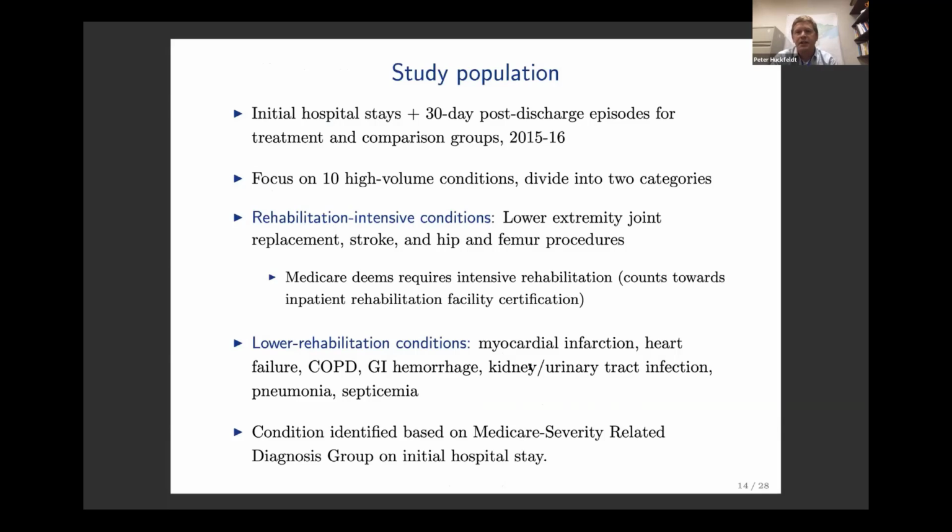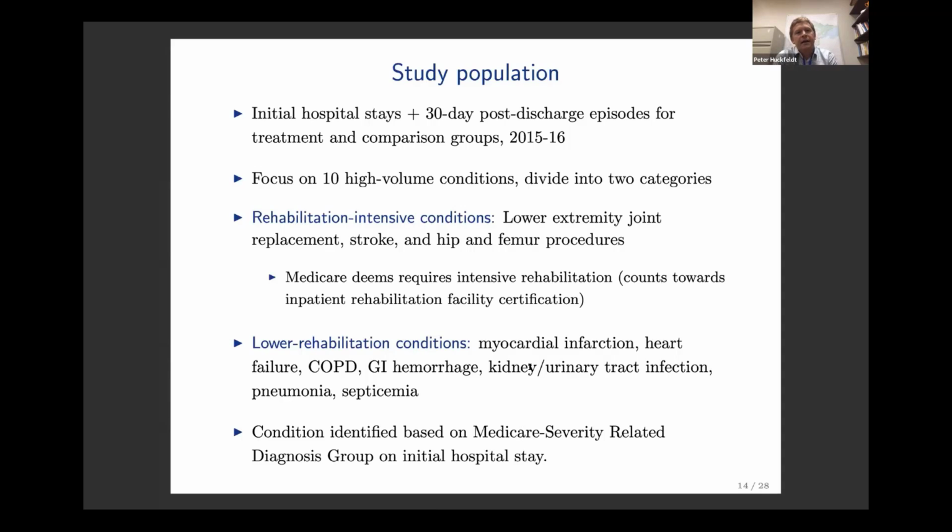Our study population includes, so our unit of analysis is an initial hospital stay and then a 30-day post-discharge episode. And basically these are hospitalizations and post-discharge periods for the treatment and comparison groups from 2015 to 2016.